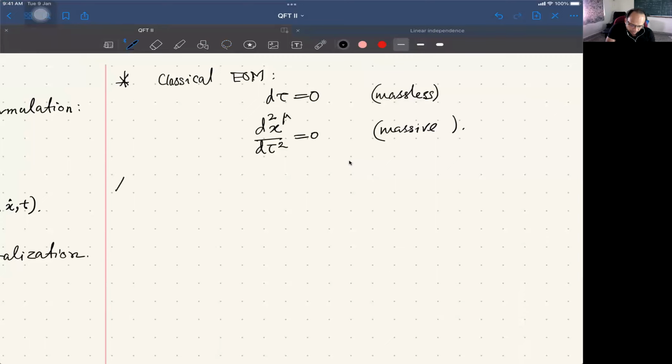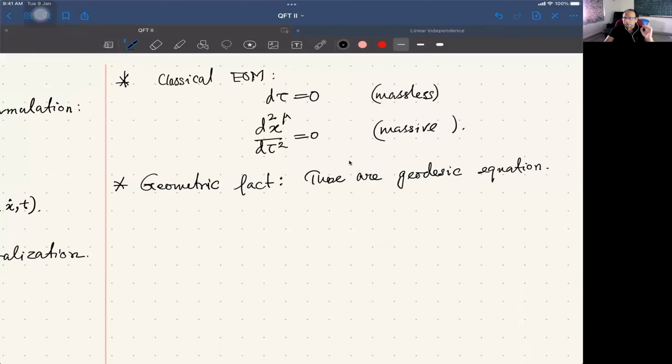Now here is a geometric fact which is very important. These equations of motion are extremization of, okay, these are geodesic equations. The classical equations of motion for the dynamical systems are also geodesic equations in Minkowski space.